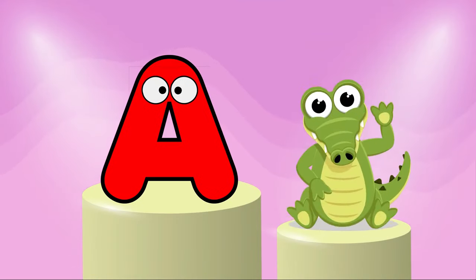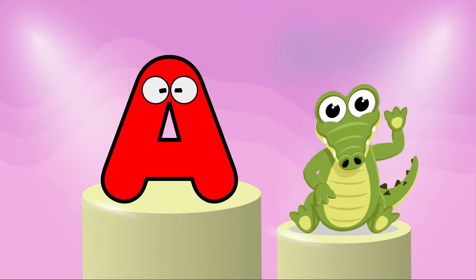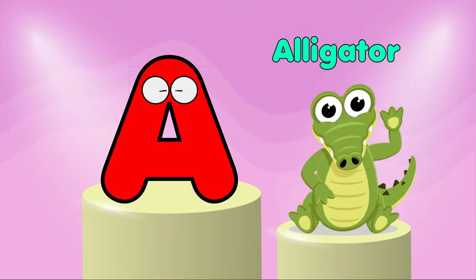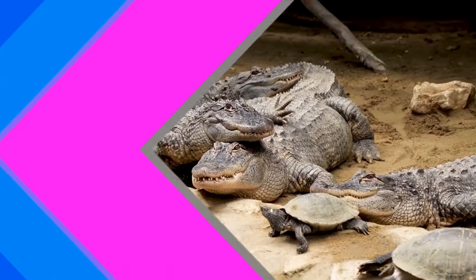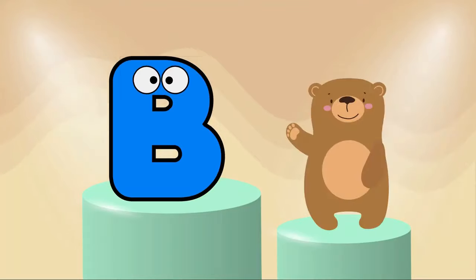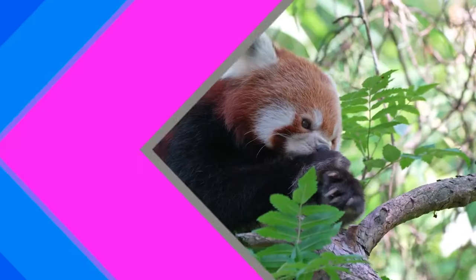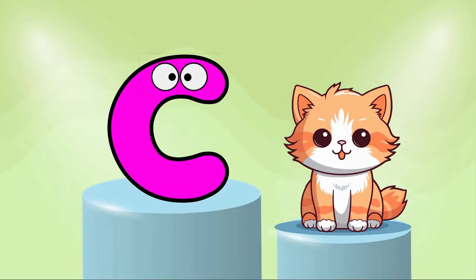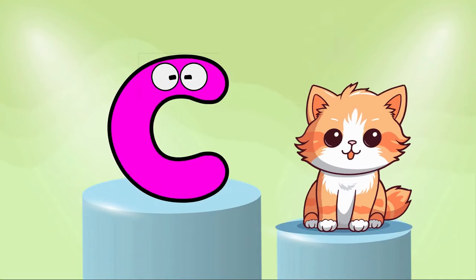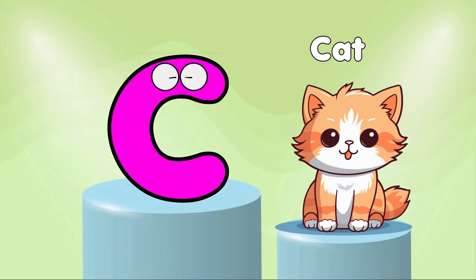A is for alligator. A, a, alligator. A, alligator. B is for bear. B, b, bear. B, bear. C is for cat. C, c, cat. C, cat.